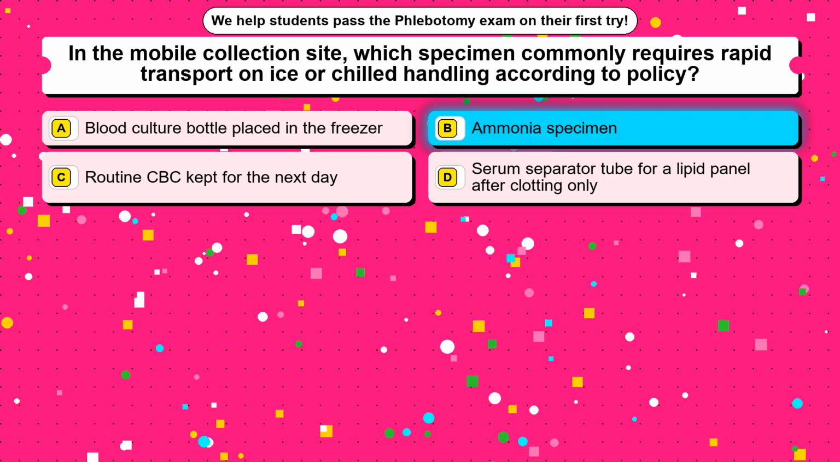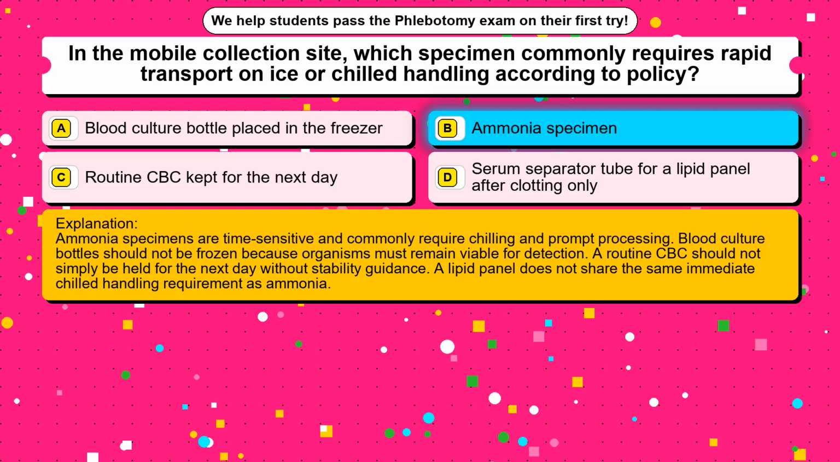The correct answer is option B. Ammonia specimen. Ammonia specimens are time-sensitive and commonly require chilling and prompt processing. Blood culture bottles should not be frozen because organisms must remain viable for detection. A routine CBC should not simply be held for the next day without stability guidance. A lipid panel does not share the same immediate chilled handling requirement as ammonia.